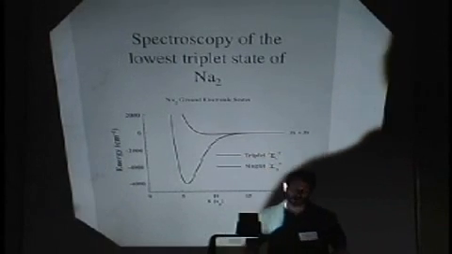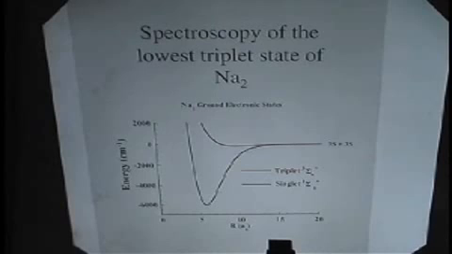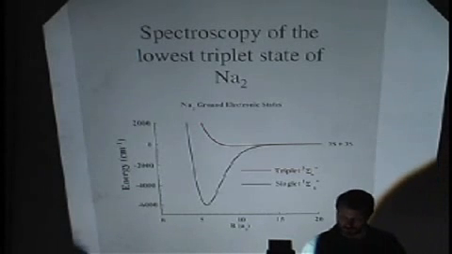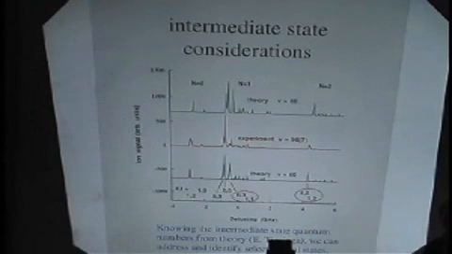So the last bit here, I'll just tell you a bit about the spectroscopy that we've been doing in the lowest triplet state of sodium-2. Again, it's not very deep. It's about 160 wave numbers deep. We can get there by photoassociation going through these excited triplet states. And the way we do that, it turns out we have some very valuable theoretical input that allows us to pick and choose just exactly what quantum numbers we want to hit.